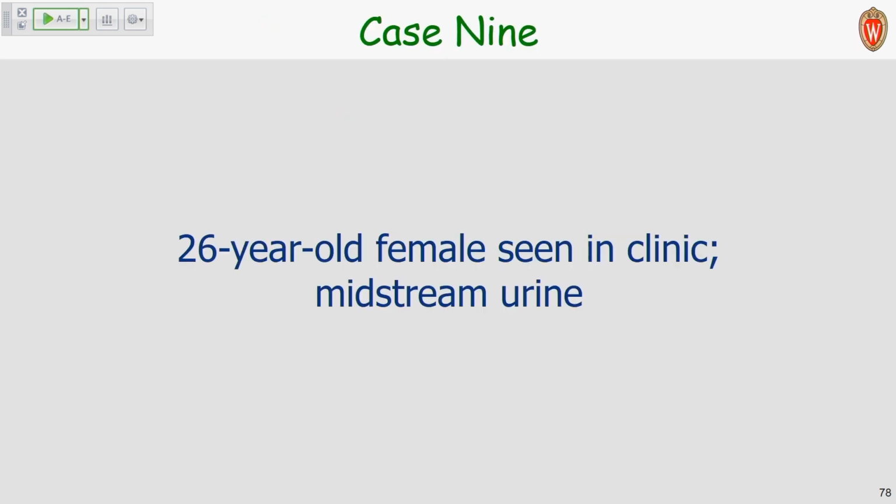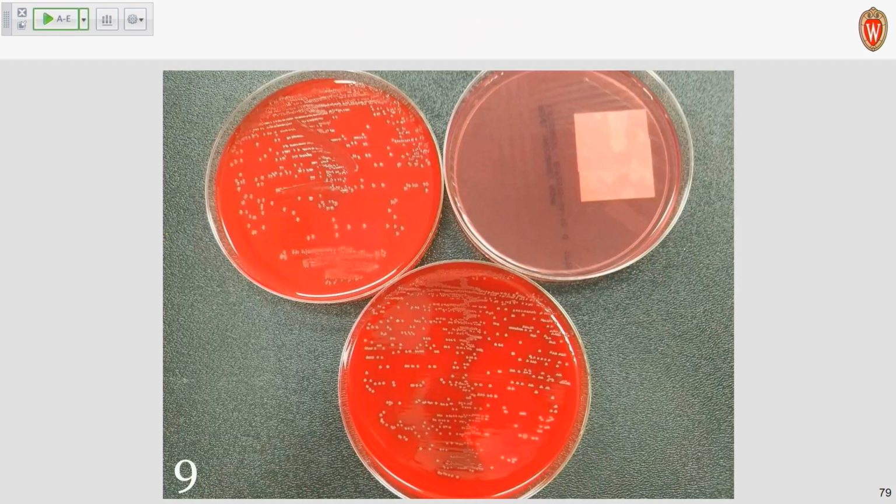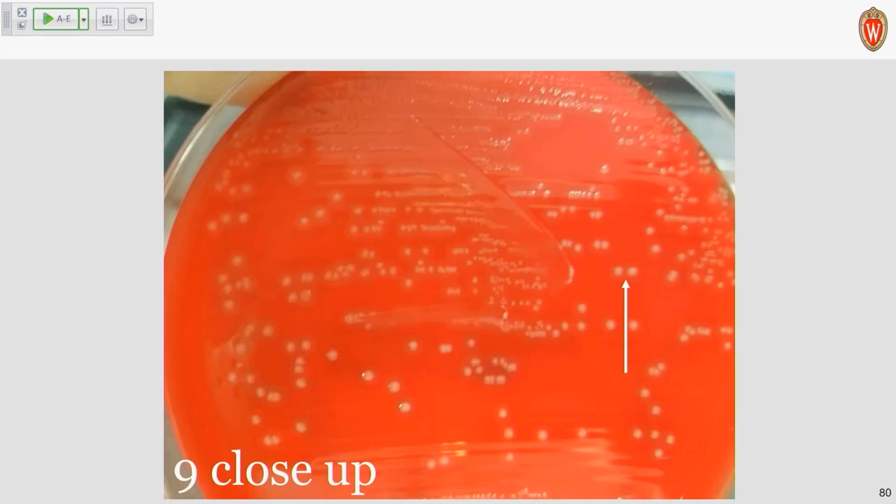Next slide. All right, case study: 26-year-old female seen in the clinic. There are no symptoms noted. Midstream urine. So here, I think there's a close-up of this one. I think so too. Yeah, it doesn't come through real clear.